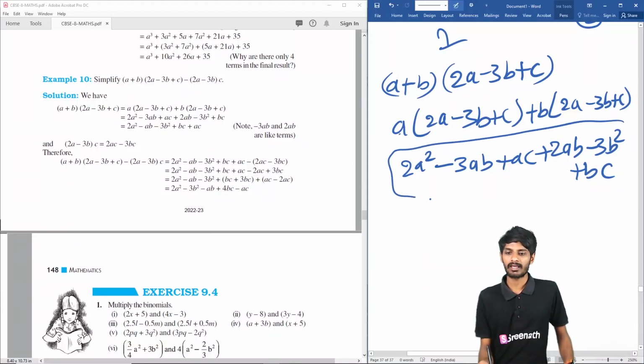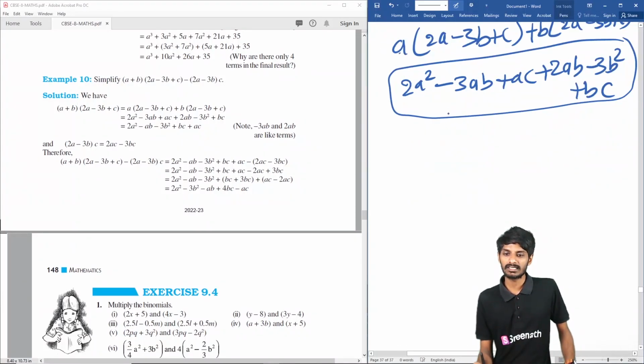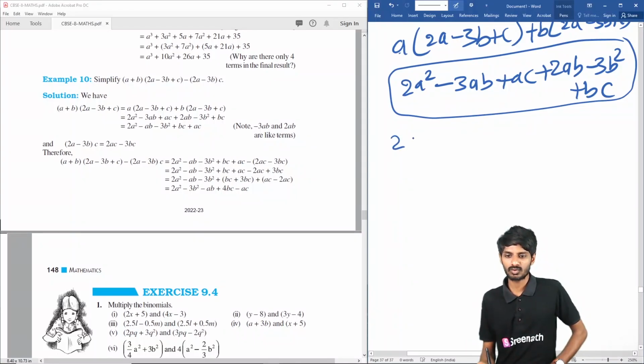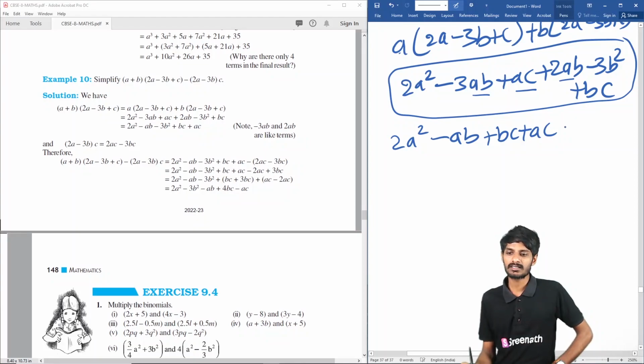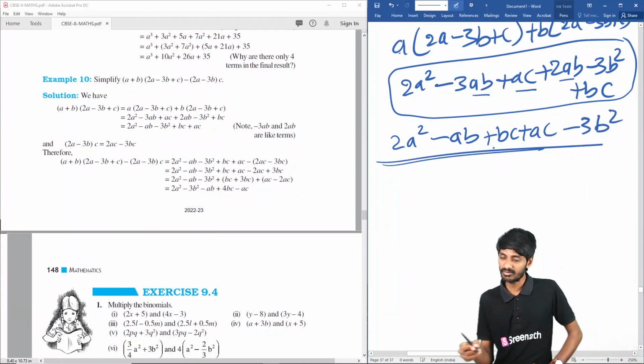So this is the term, and we have to look, is there any like terms in it? There is 2a², and is there any other a² term? No. And if you look for ab, here it is ab and here is also ab. So minus 3ab plus 2ab, which is minus ab. And there is ac. Is there any other ac? No. Here is a bc. So plus bc plus ac. And here is a minus 3b². So this is the final term. It is the first term only.